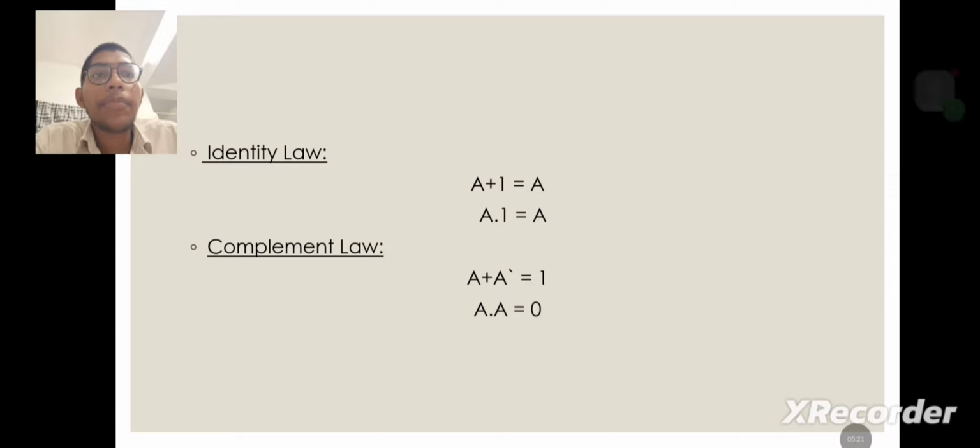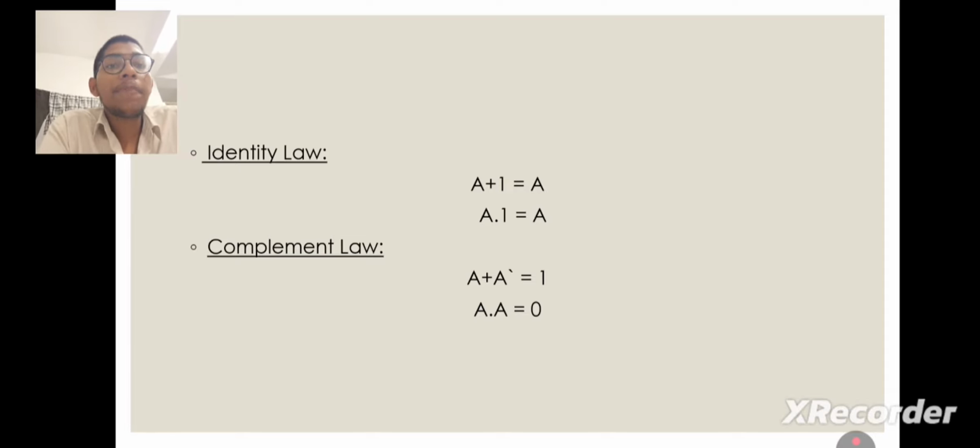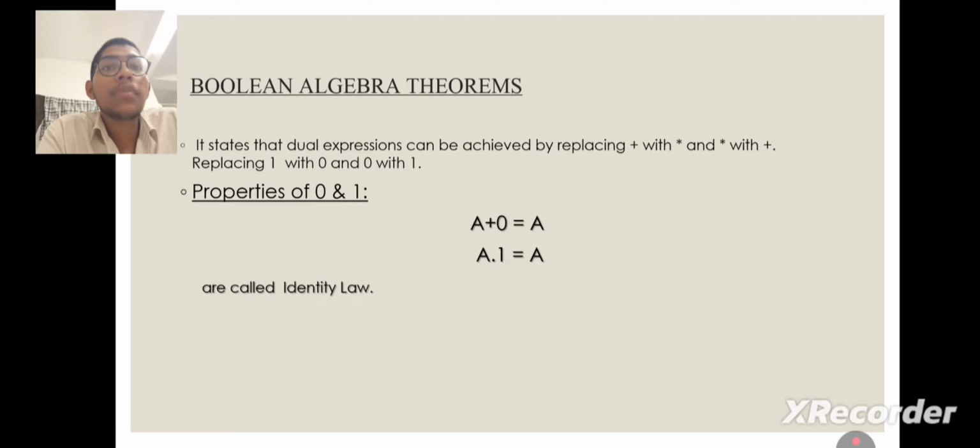Identity law. Identity law is A plus 0 equals A, A into 1 equals A. This is the identity law. It is used widely. Complement law: A plus A dash, or A bar, equals 1. A into A dash equals 0, or A into A bar equals 0. The bar or dash indicates the complement of the number.